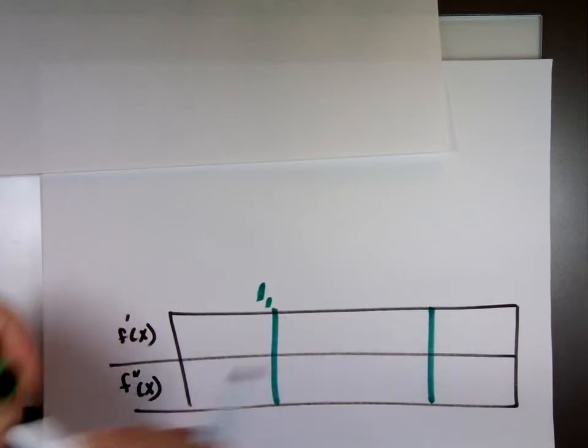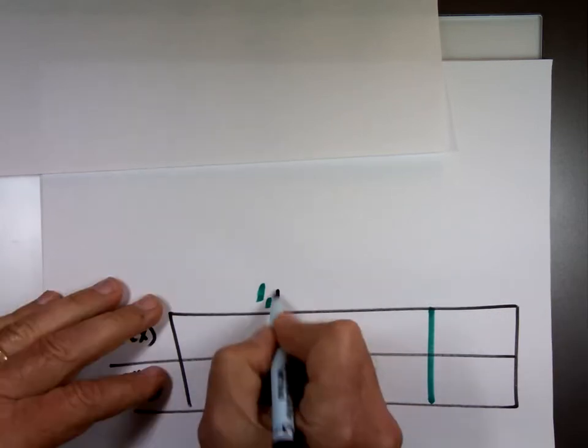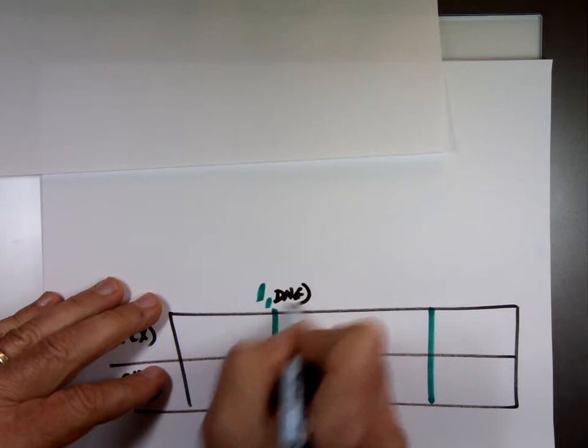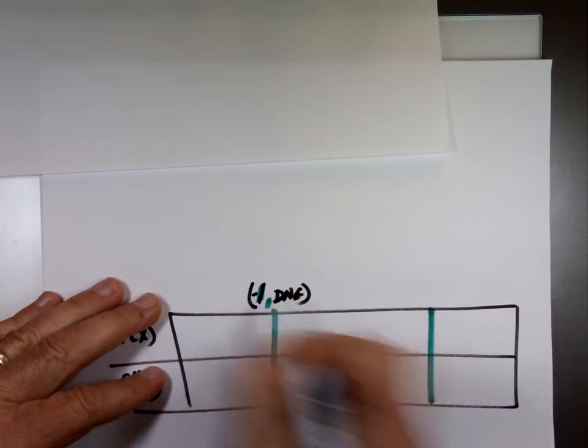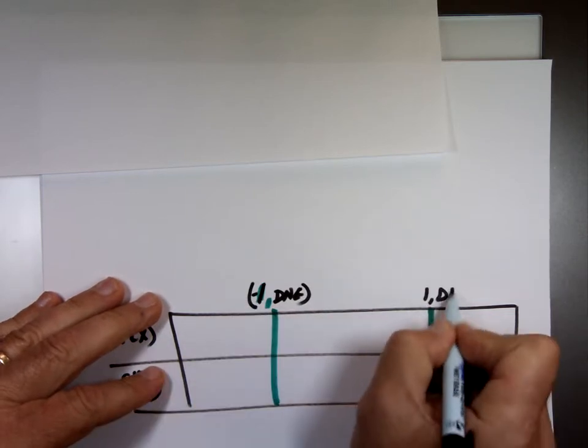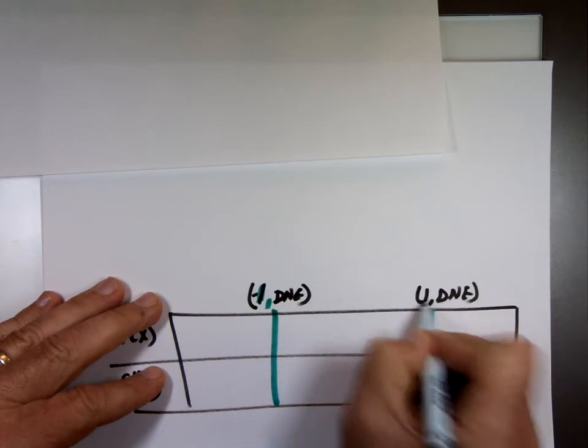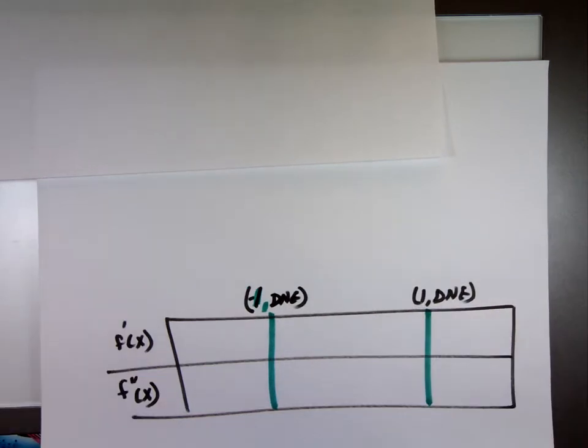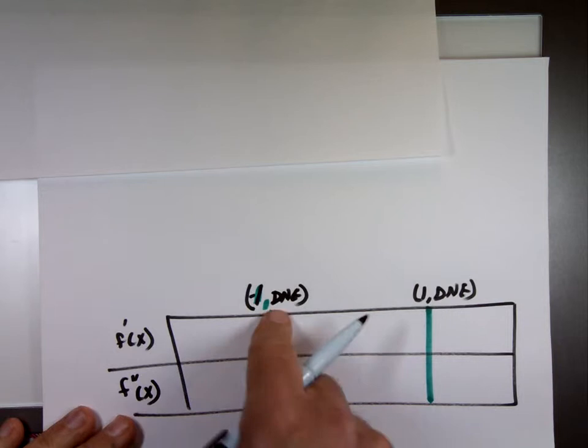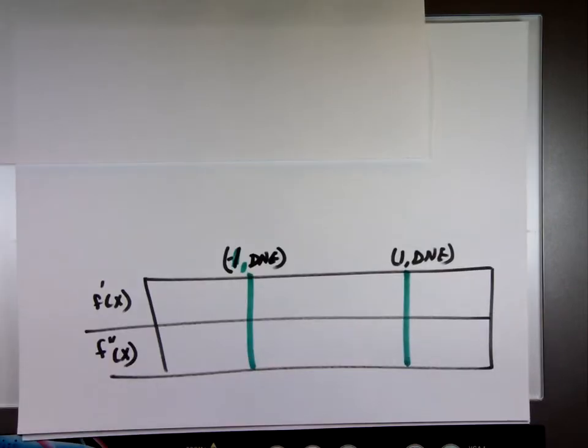1 and DNE, does not exist. Or negative 1 and DNE. So when x is minus 1, the function does not exist, the derivative does not exist, the second derivative does not exist. The same thing for the 1.